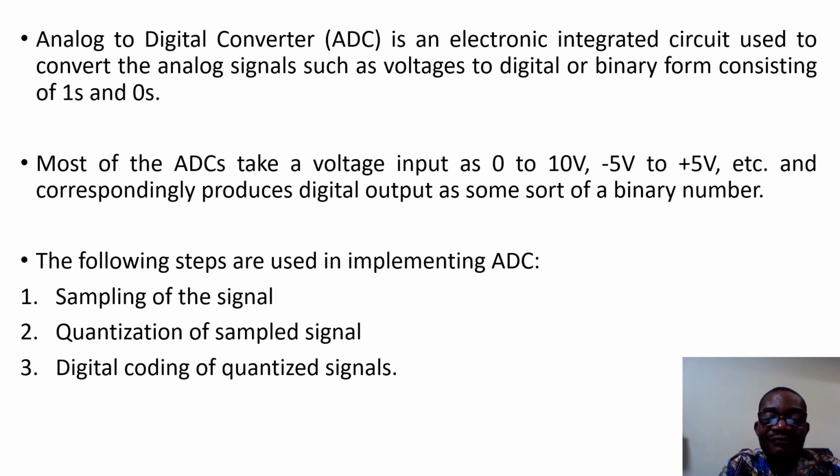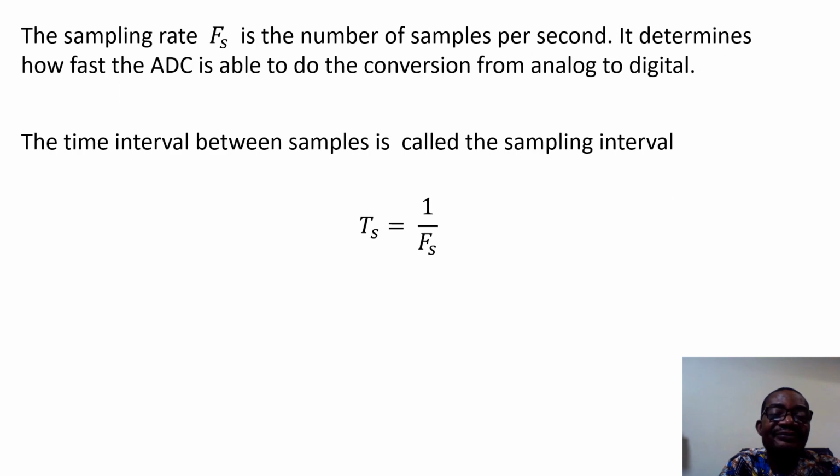The following steps are often used in implementing analog to digital conversion. The first is sampling of the signal. The signal has to be sampled. The next is quantization. After the signal has been sampled, it has to be quantized. Then finally, digital encoding of the quantized signal, or what we call encoding, takes place, which produces the digital signal. So let's look at each of these steps.